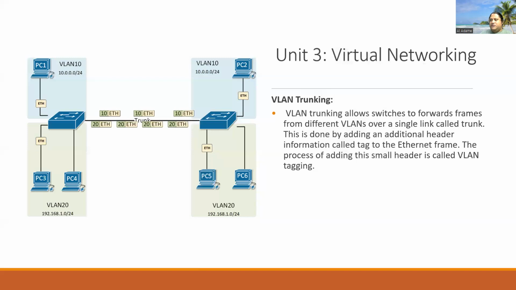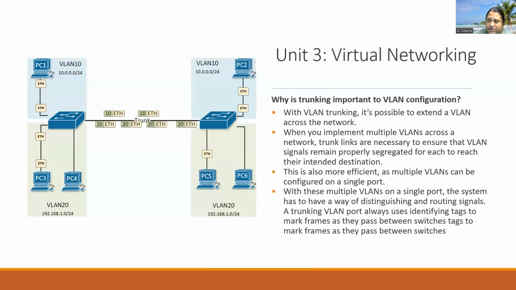VLAN trunking allows switches to forward frames from different VLANs over a single link called a trunk. This is done by adding an additional header, which you can see there in the image, called the Ethernet frame, ETH. The process of adding the smaller header is called VLAN tagging. So moving on, this is going to be used for a bit, so you'll see the motion. If for some reason you guys get too dizzy with it, you can pause it. There should be a pause button in there, which I can't use in presentation mode, but you can pause the animation.